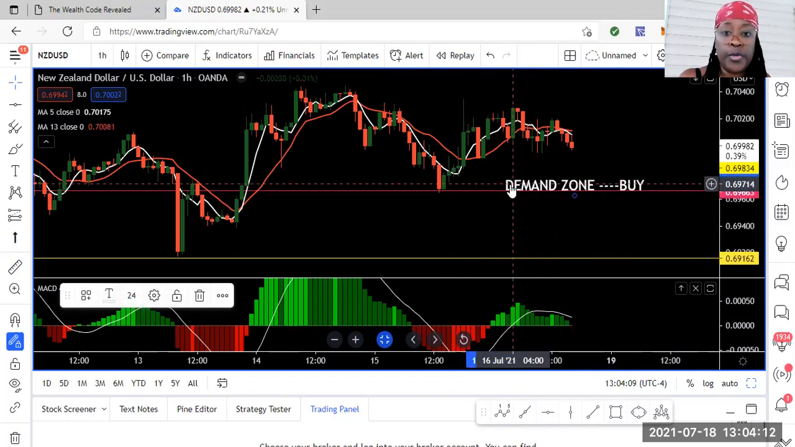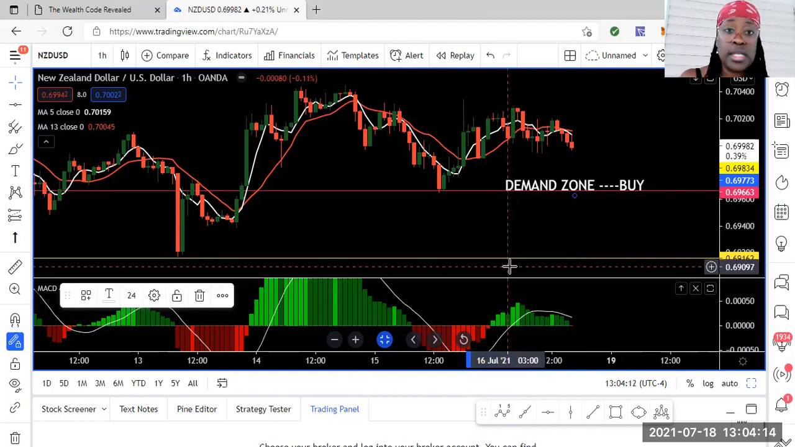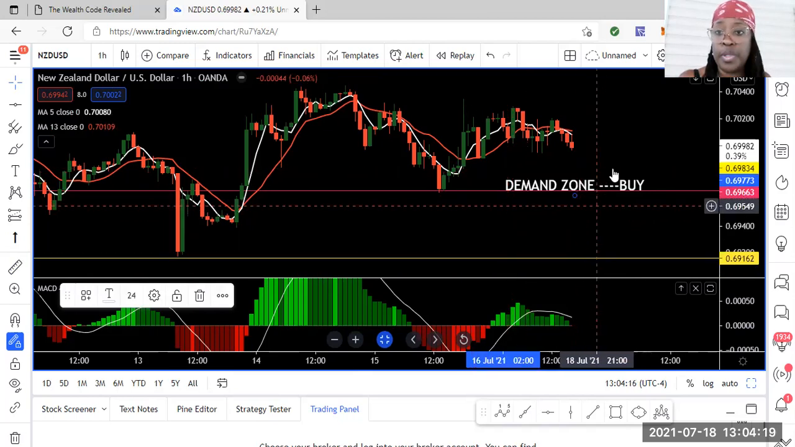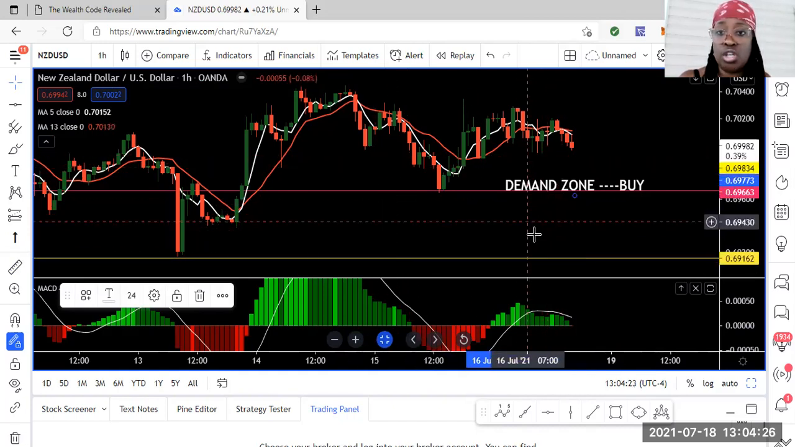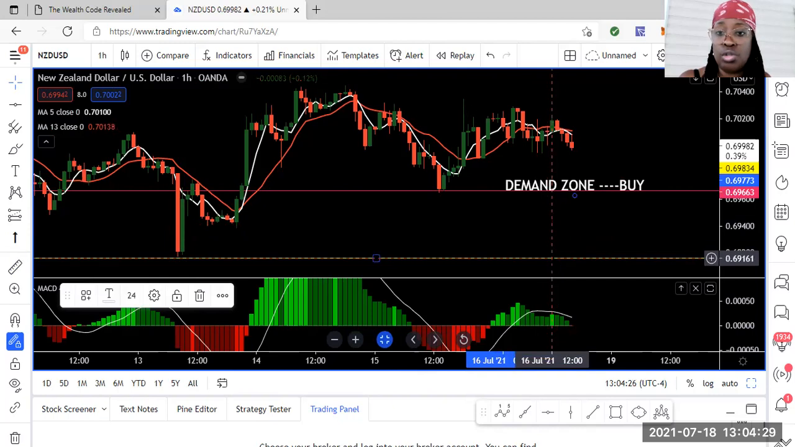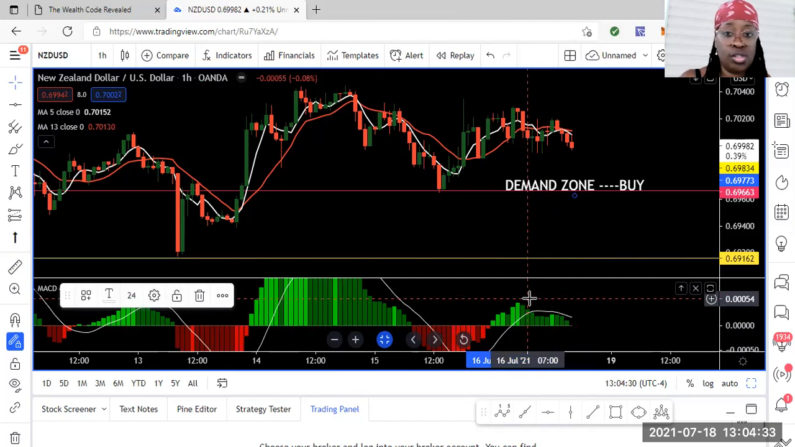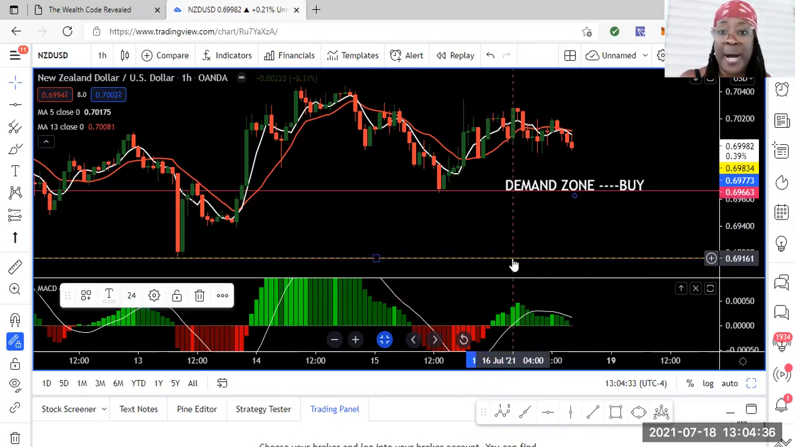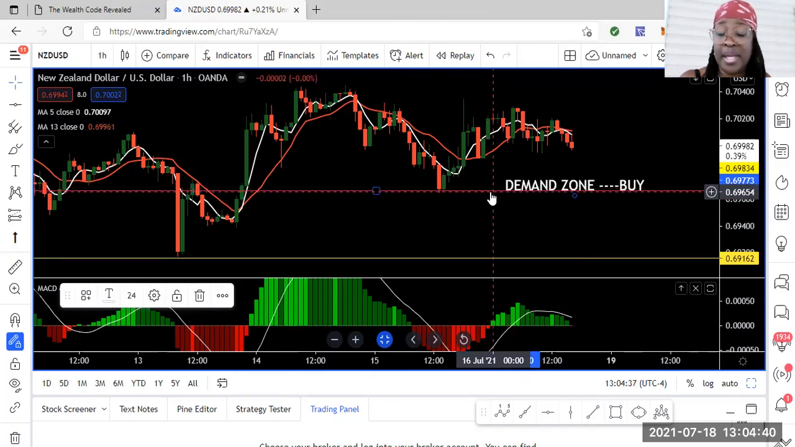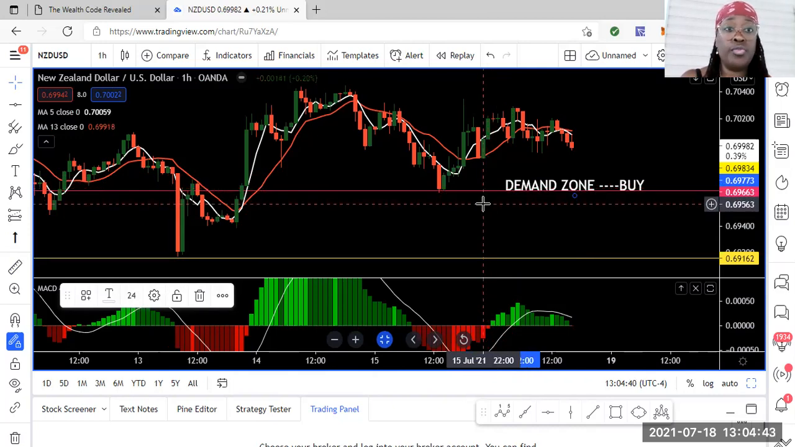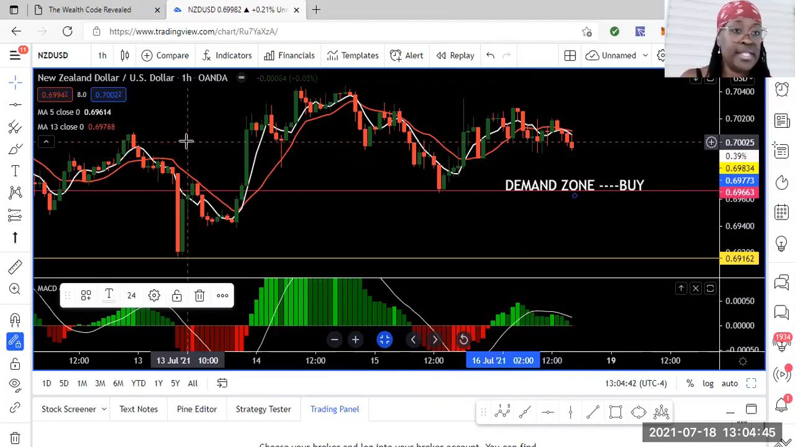69663. Okay, so that is NZD USD looking for a sell and a potential buy at the demand zone at 69663. And of course, if price continues to push, we can push down to the next demand area, which is 69162. So you can put a buy limit here, and you can also put a buy limit here for a potential buy. Okay, so that's NZD USD.